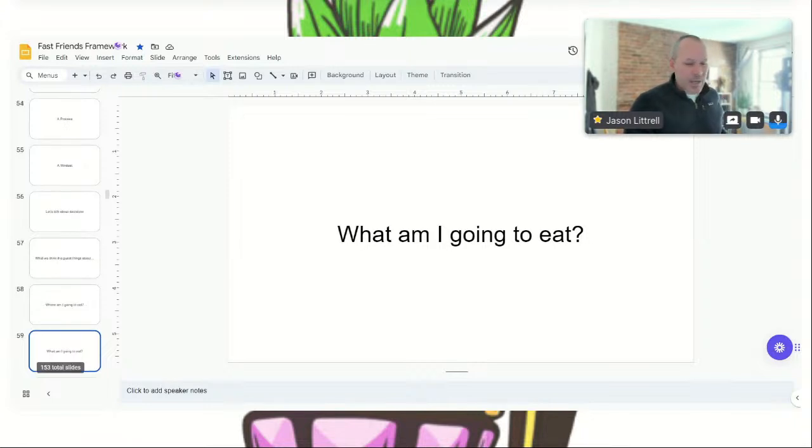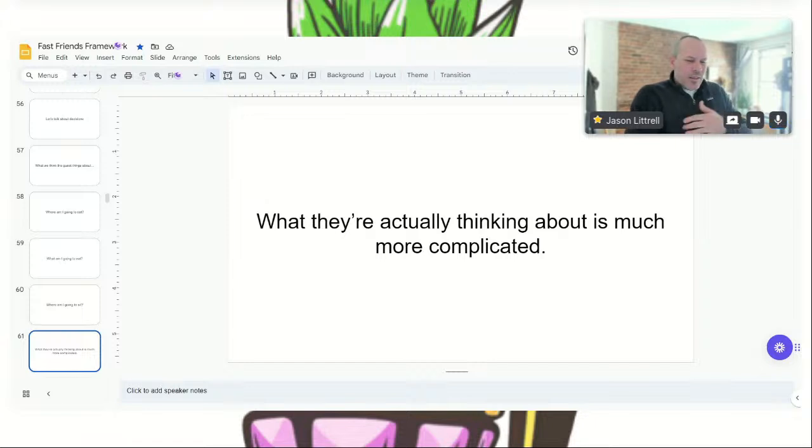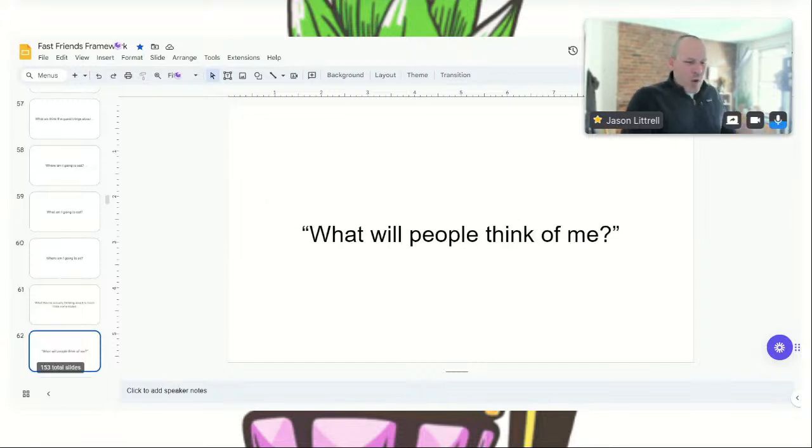They're thinking about, what am I going to eat? Where am I going to eat? Where am I going to sit? But what they're actually thinking about is way more complicated than that. They're thinking about, what are other people going to think of me? And we like to tell people that we don't care what other people think, but we absolutely 100% do. What will people think of me?